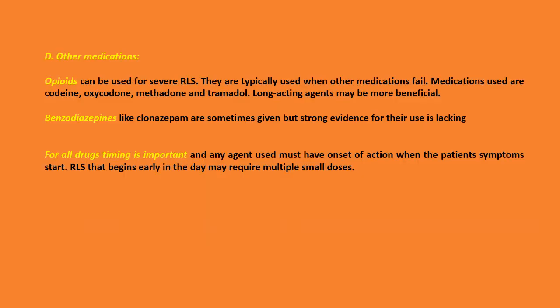D. Other medications. Opioids can be used for severe RLS. They are typically used when other medications fail. Medications used are codeine, oxycodone, methadone, and tramadol. Long-acting agents may be more beneficial. Benzodiazepines like clonazepam are sometimes given, but strong evidence for their use is lacking.